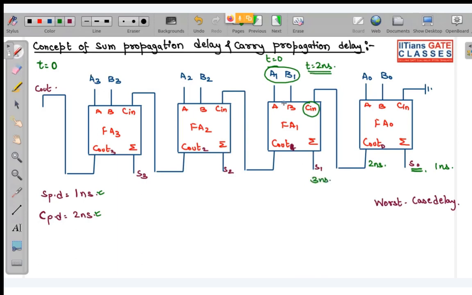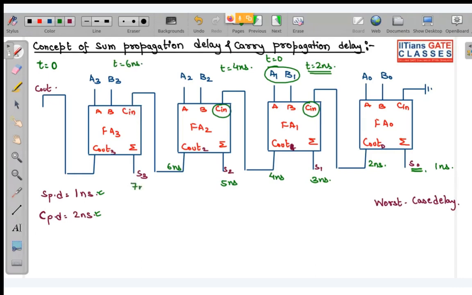And after 2 more nanoseconds, that is at 4 nanoseconds, I will be getting C out of this full adder. So this full adder 2 will get its complete set of input at t equal to 4 nanoseconds, as it was waiting for this C in to get stabilized. A2 B2 was applied at t equal to 0, but this C in was missing. So we got this at 4 nanoseconds. After 5 nanoseconds, meaning 4 plus 1, this sum will be stabilizing, and after 6 nanoseconds we will get this C out. So the complete set of input for this full adder will be completed at 6 nanoseconds.